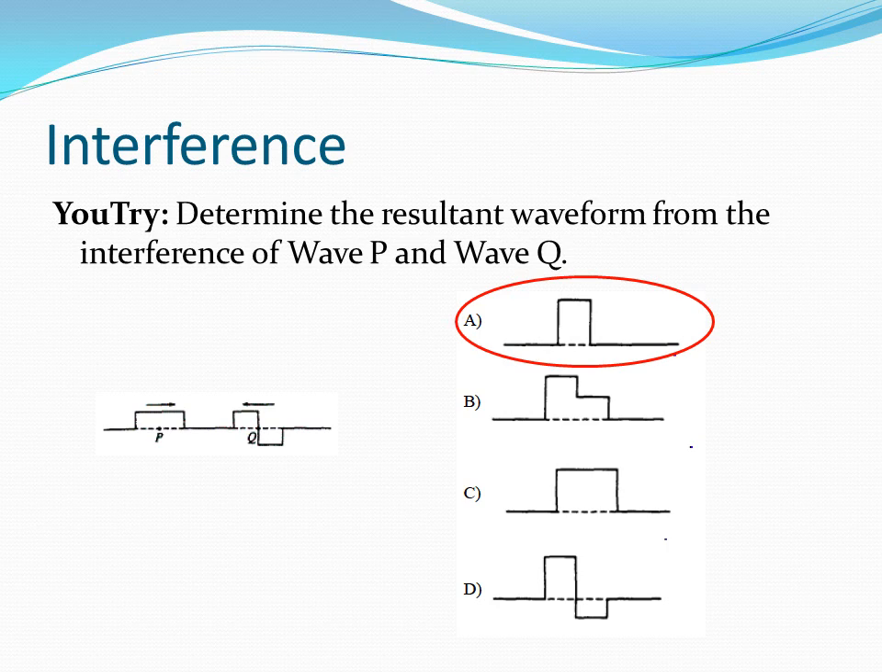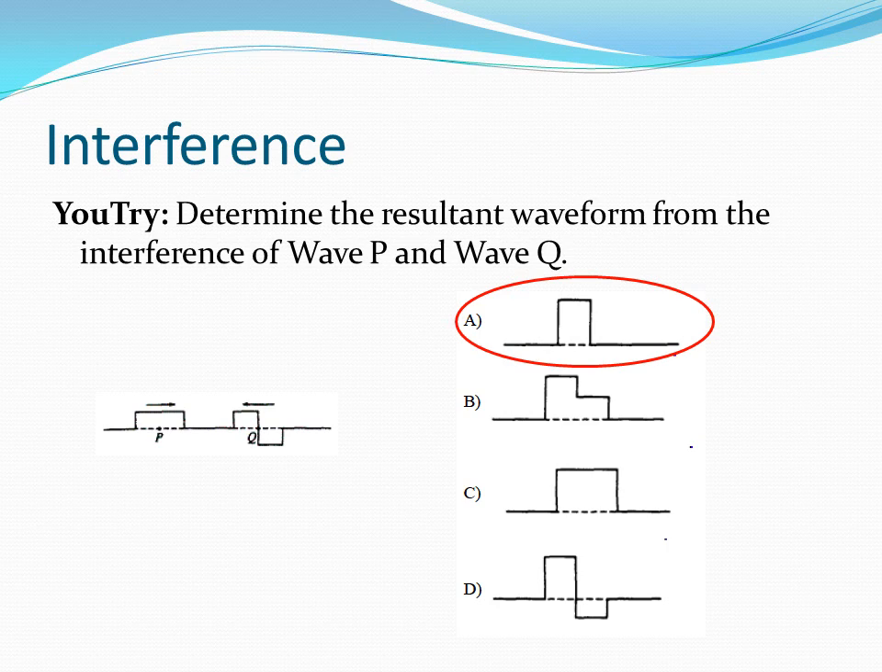Did you get answer A? Answer A is correct. The reason answer A is correct is because when wave P and wave Q collide and interfere, the portion of wave Q that has an amplitude that aligns with wave P will cause a large hump. That's where you get the large rectangle from on answer A.